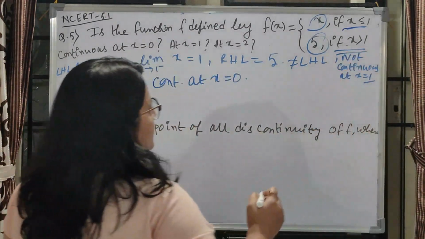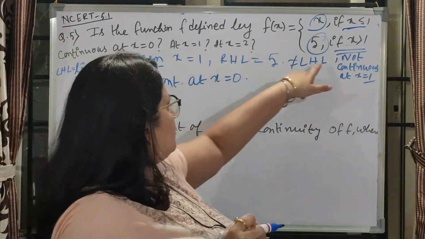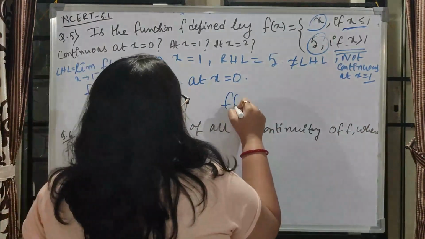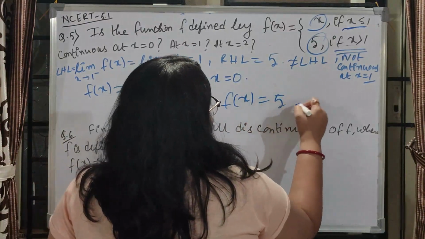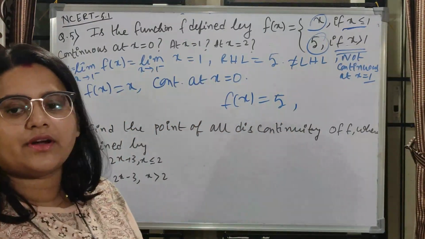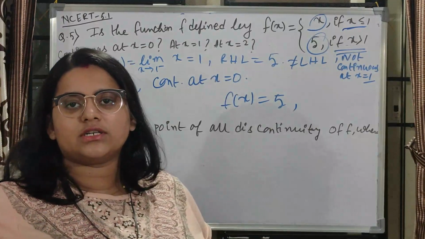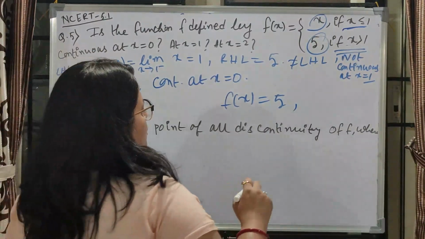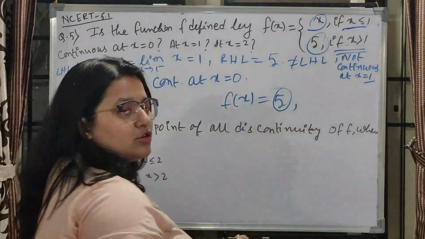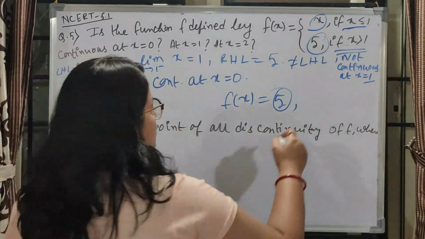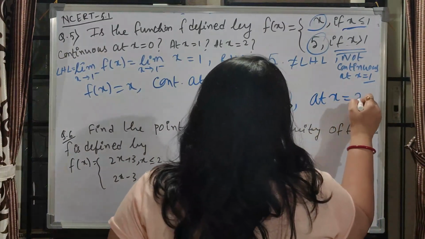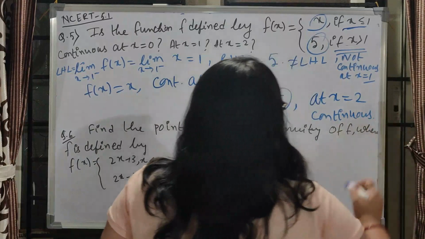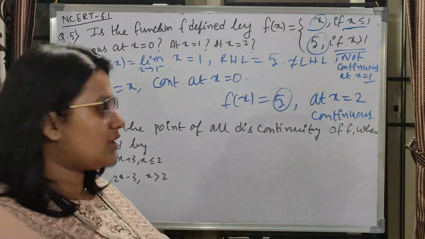Now for x greater than 1, meaning at x equal to 2, the function value is 5. This is the constant function, f of x equal to 5. So a constant function means it will take the value 5 throughout the interval greater than 1. So it is also a polynomial only. So this is also continuous at x is equal to 2. Okay, so it's very simple only.